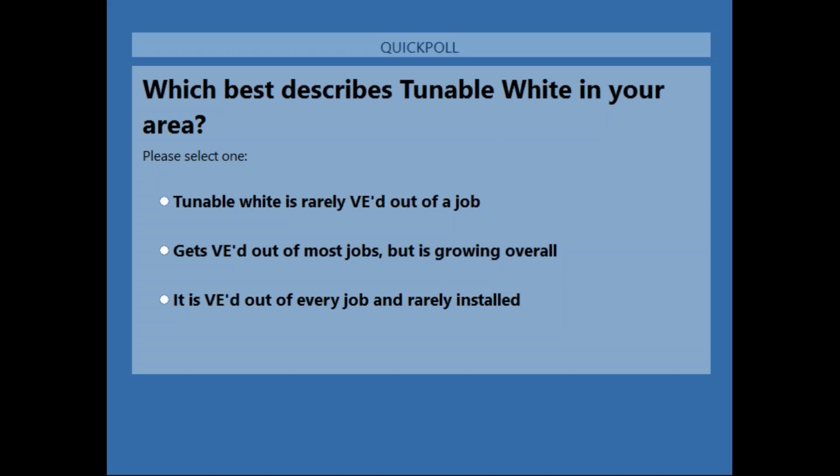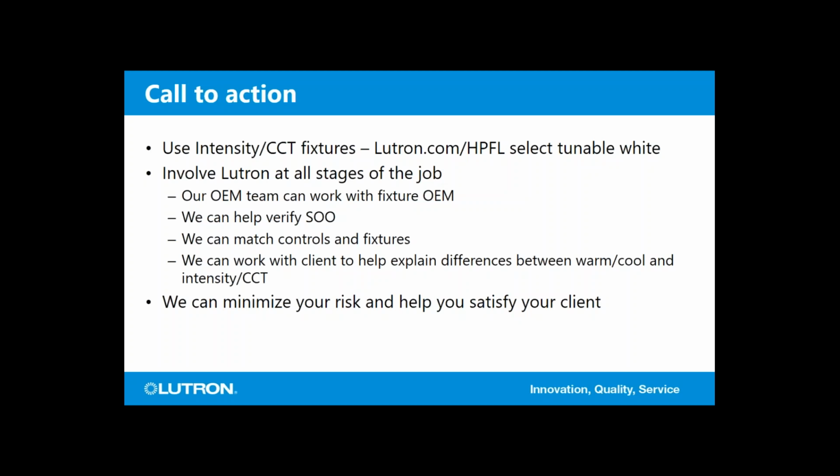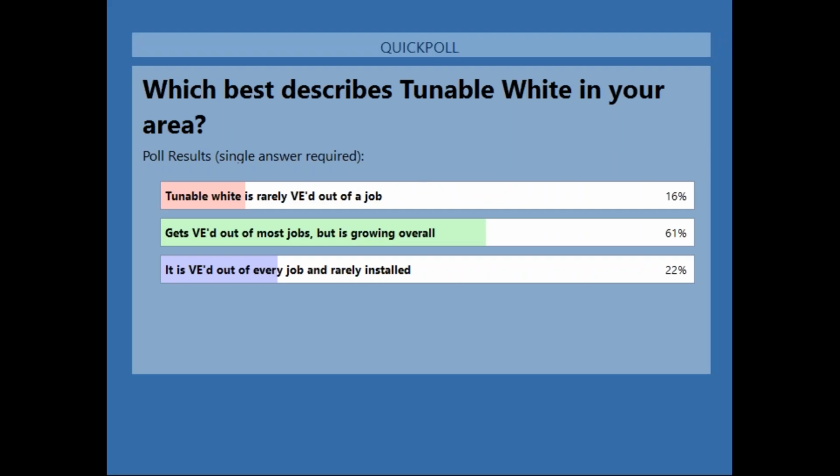All right, we got a majority who have voted, so let's share the results here. Yeah, so this is in line with what we've seen for most jobs. It gets VE'd out, but it's definitely growing overall. So we're seeing more and more jobs that are implementing tunable white. And actually, what's surprising is there's a significant percentage that say it's rarely VE'd out of a job. So in certain regions, it may be more popular than others.